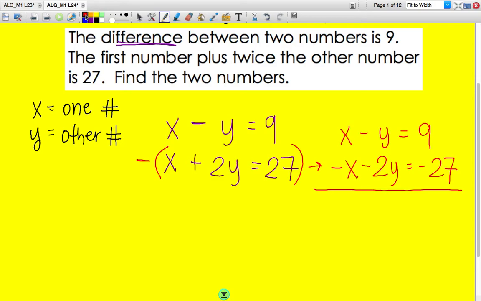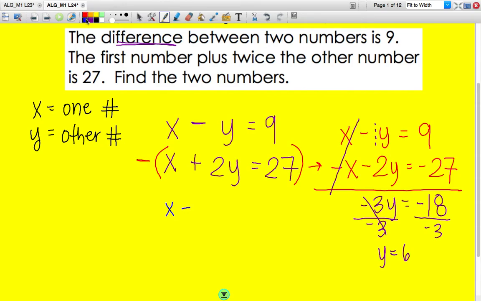Now I can solve this. My x's cancel out. X minus x is gone. Negative 1y minus 2y is negative 3y. And 9 minus 27 is negative 18. Now I'm going to divide by negative 3 to isolate my variable. Y equals 6. Now I'm going to plug in that value I just found to either of the equations, my original system, to find the other value. So x minus y, we just found y, 6 equals 9. Add 6, x equals 15.